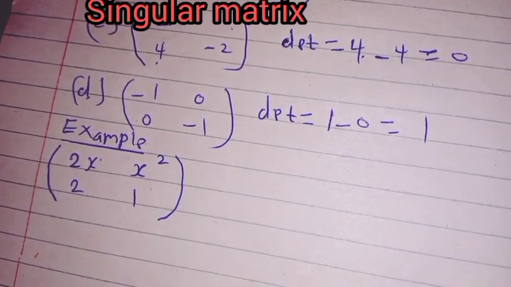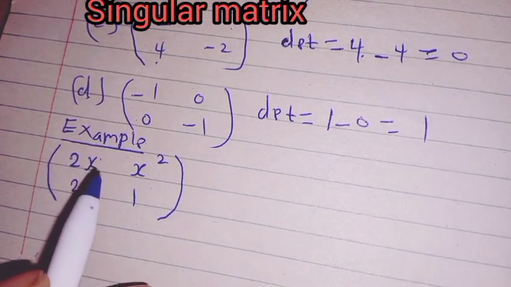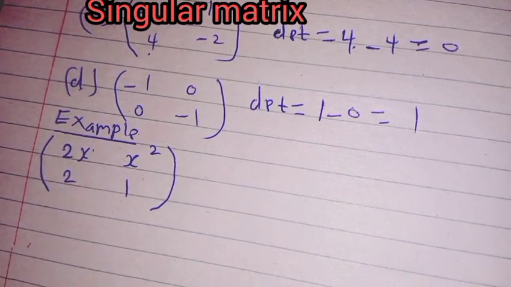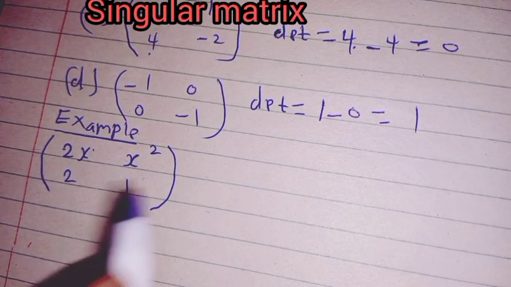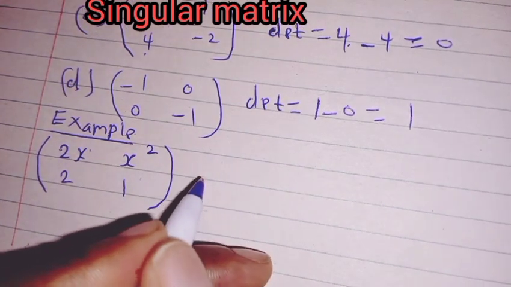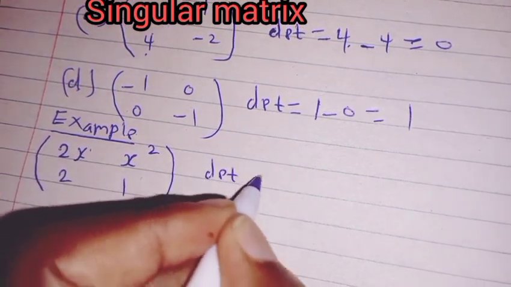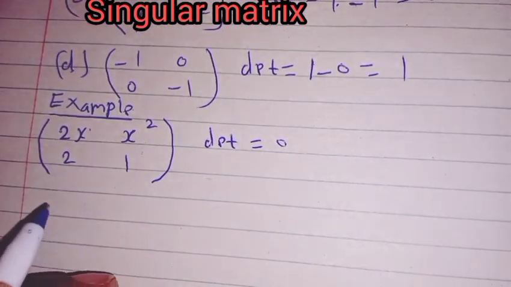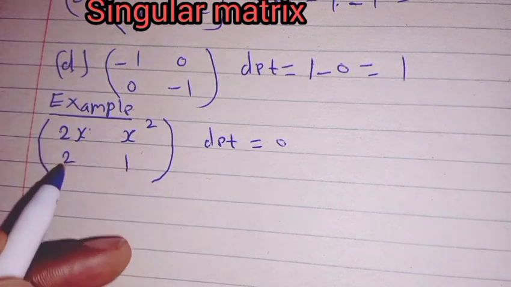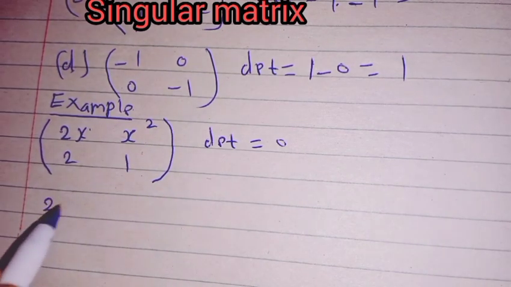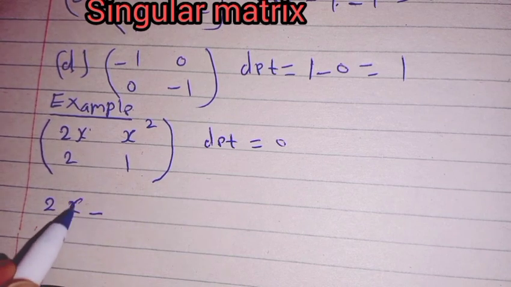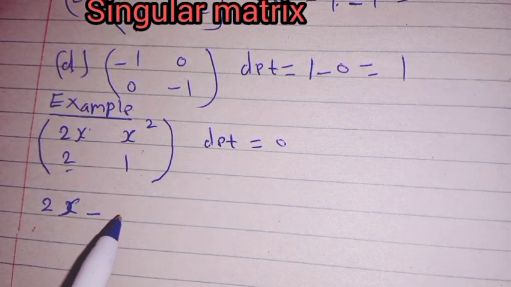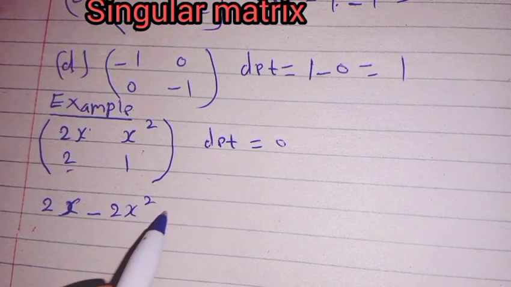So we have an example here. You are given that this matrix has no inverse. So the question is to get the values of x for which this matrix has no inverse. If the matrix has no inverse, it means that the determinant is equal to 0. So we get the determinant, which is given by the product of the main diagonal, 2x times 1, which will give you 2x, minus the product of the elements on the other diagonal, 2 times x squared, which will give you 2x squared. This is equal to 0.